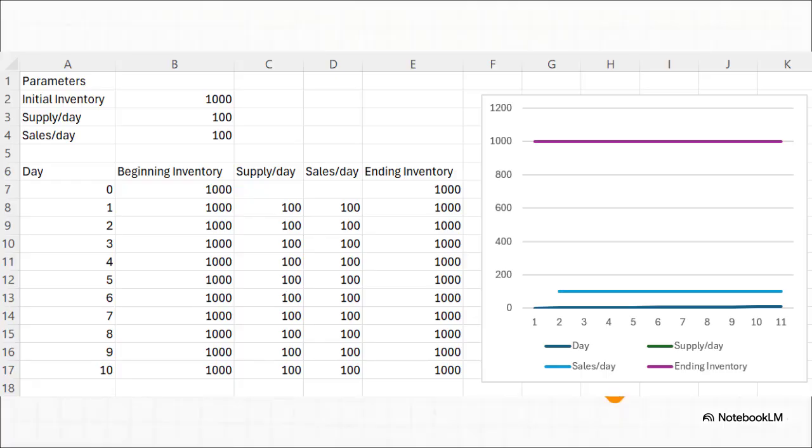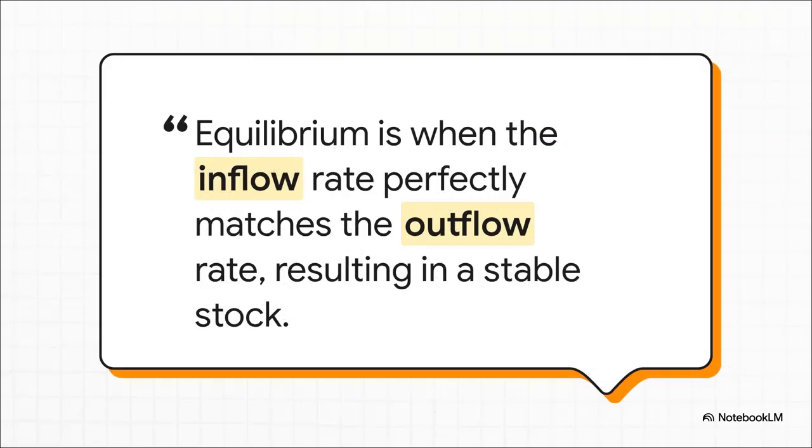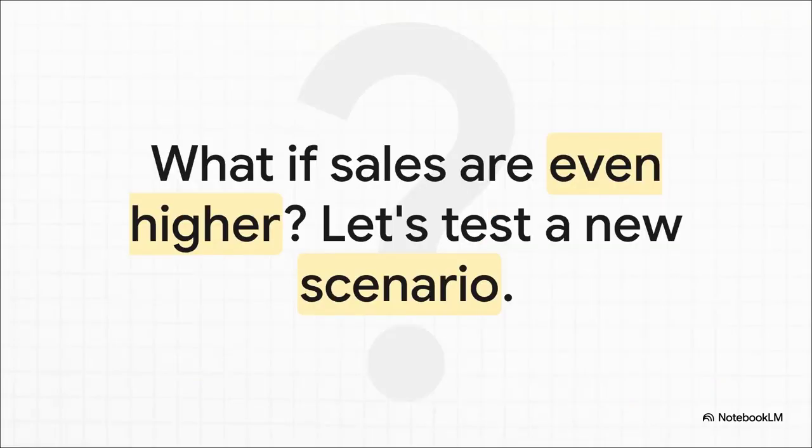And that brings us to this key concept: equilibrium. It's that state of balance you hit when your inflow rate, in our case, supply, is exactly the same as your outflow rate, our sales. The stock just holds steady. For a lot of businesses, hitting that sweet spot is the name of the game. But as we know, equilibrium can be a fragile thing.